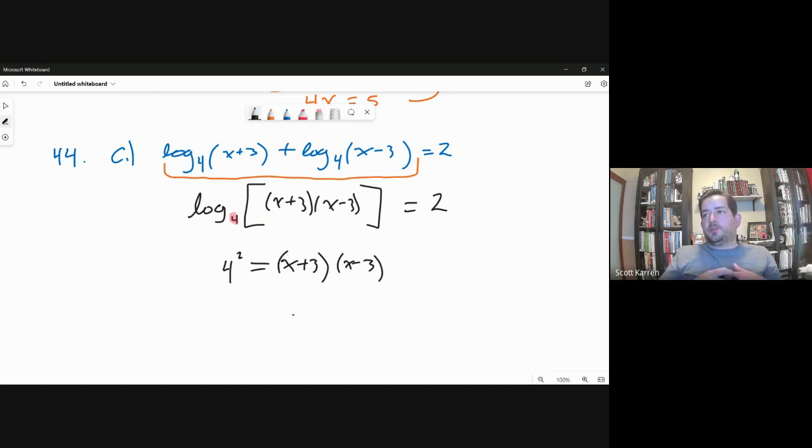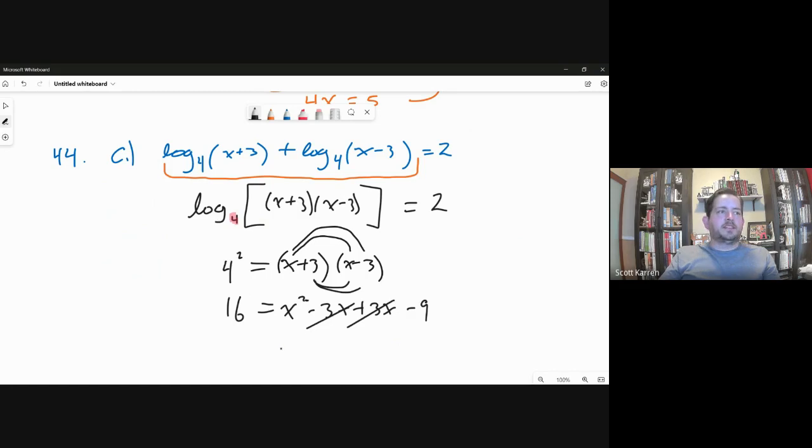Now it's going to be a quadratic, but I need to set quadratics equal to 0, so I'm going to expand this right-hand side. Say x times x is x squared minus 3x plus 3x, and then minus 9. On the left-hand side it equals 16. But the minus 3x and plus 3x cancel out, and this leaves me with 16 equals x squared minus 9.